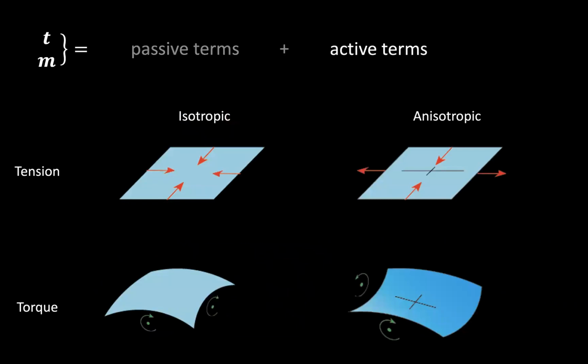And what is more important is the active part. Just as I said, it can be either isotropic effects, where everything is the same in all directions, or anisotropic effects. And it can be either tension or torque.